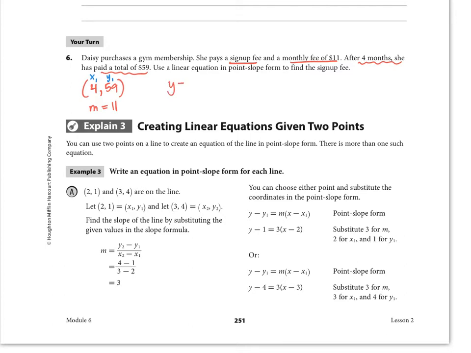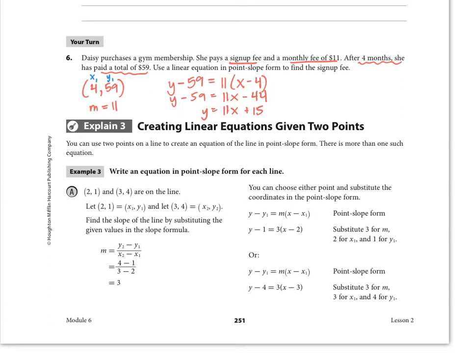So this is point-slope form. y minus 59 equals 11 times (x minus 4). So I actually am going to go ahead and figure this out by distributing the 11 first. So I'm going to get 11x minus 44. And then to get y by itself, I'm going to add 59 to both sides. And when I add 59, I'm going to get y equals 11x plus 15.